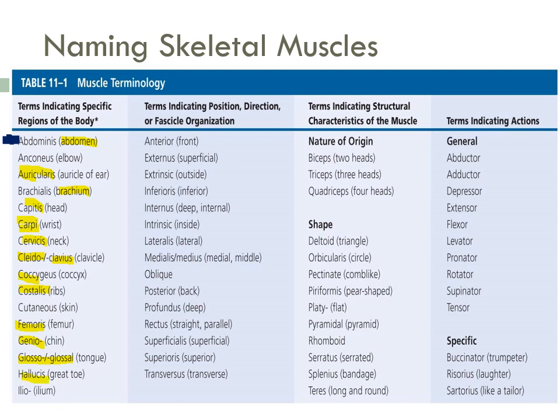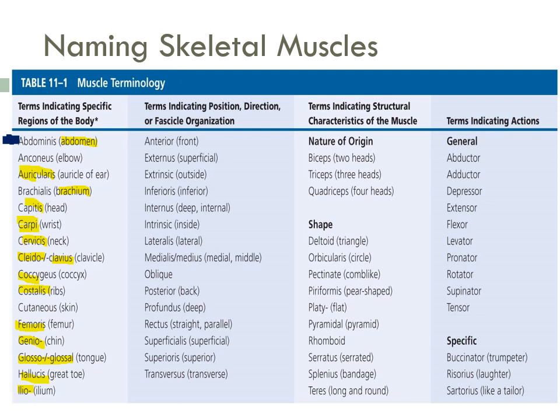Hallucis is your great toe. Ilio attaches to your ilium. There's a few more of these on the next page, but we will wait because I can't go back apparently. So moving over to terms that indicate position, direction, or fascicle organization. That's going to tell you where this is in space, or how it moves.